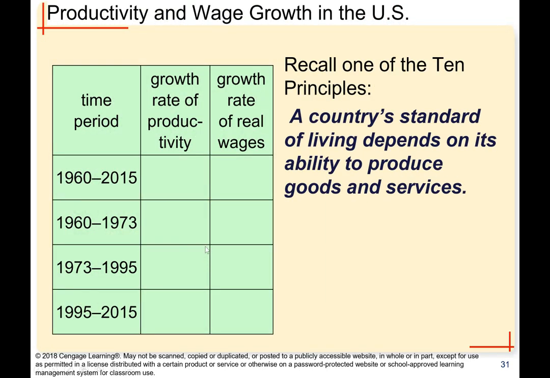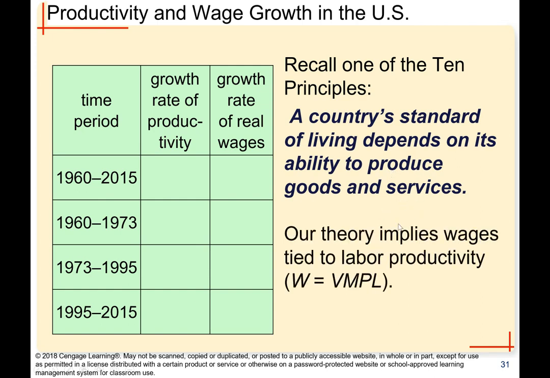Productivity and wage growth in the United States. Recall one of the 10 principles: a country's standard of living depends on its ability to produce goods and services. Our theory here implies wages are tied to labor productivity, and this is reflected in the data. Let's look at the data.